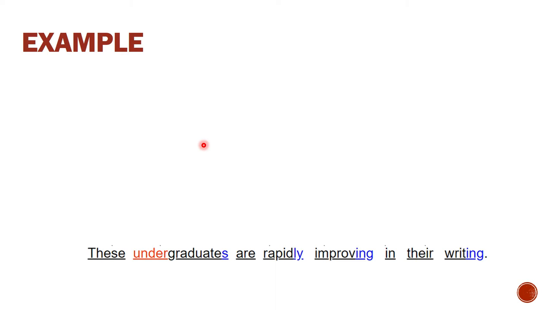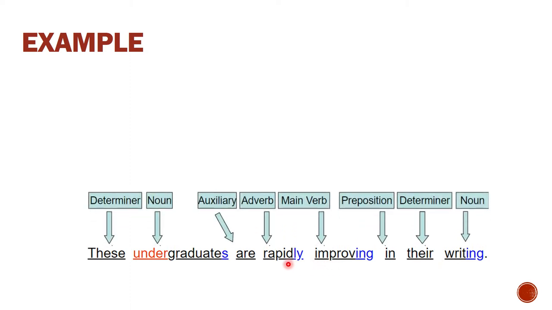I give you an example of the same hierarchy. If there is a sentence like this, these undergraduates are rapidly improving in their writing. Now, if there is a sentence like this, it does not mean that this is just a sentence. Look at the parts. We are going to start from the parts of speech.